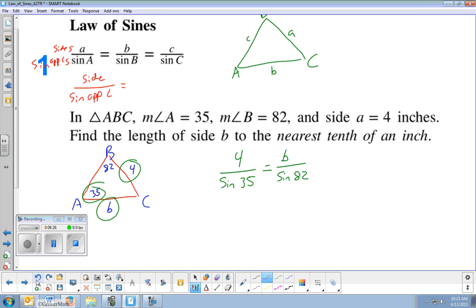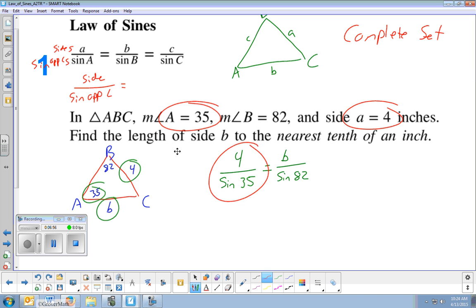I can cross multiply here. Now, the reason why I point that out is because in order to do the law of sines, you need what I call a complete set, or a complete pair, a complete ratio. See, say I was missing this angle here. Could I cross multiply? No, this would be an unknown times an unknown. So you need at least one complete set, meaning this fraction right here, I have side A and I have angle A. That's my complete set. I have a side and the angle across from it, so I can do law of sines.